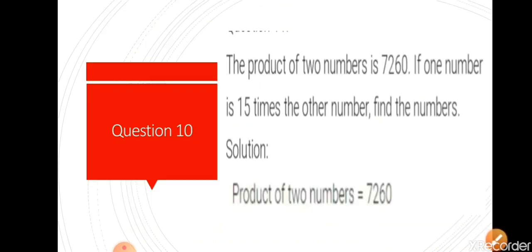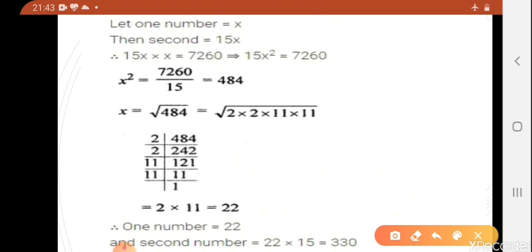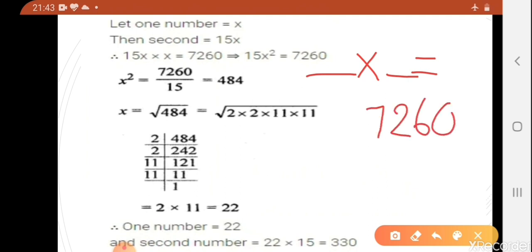Now next question, question number 10. The product of two numbers is 7260. If one number is 15 times the other, find the other number. Two numbers are there. Their product is equal to 7260.